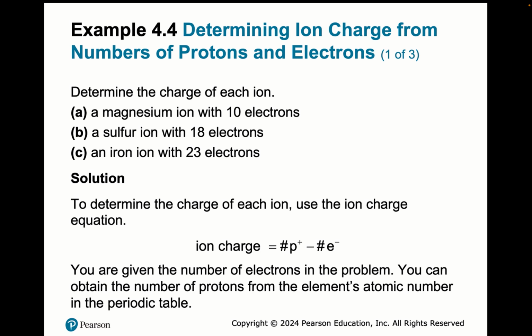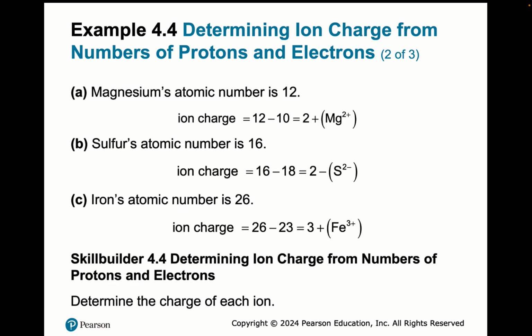Determine the ion charge from the number of protons and electrons. Magnesium ion with 10 electrons, sulfur with 18 electrons, iron with 23 electrons. Start off with magnesium. Magnesium is 12, and if it has 10 electrons, it's going to be a +2 charge. Sulfur is 16, and if it has 18 electrons, you subtract those 18 and you get -2. And then iron is 26. If iron has 23 electrons, then its charge is +3.